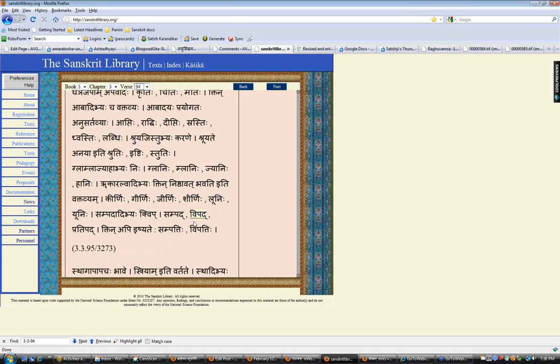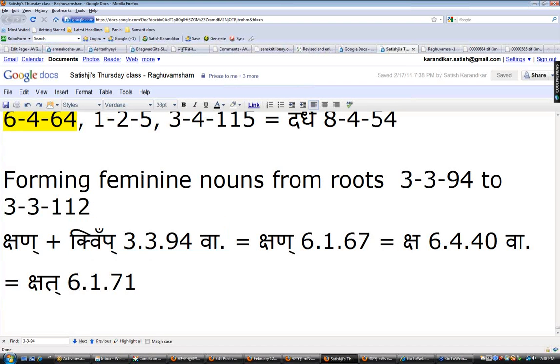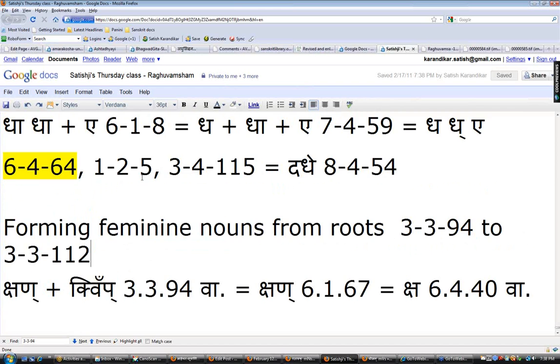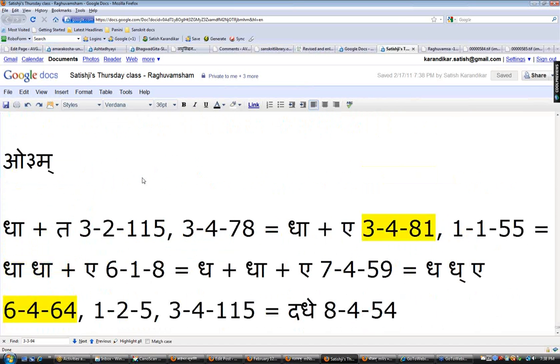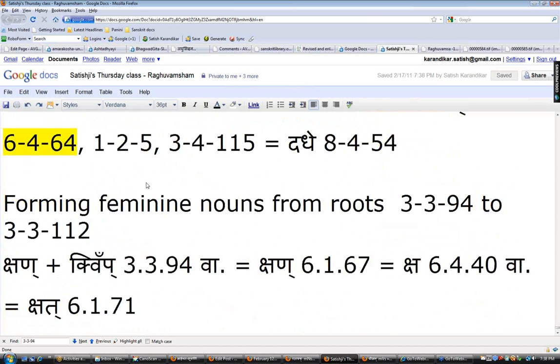So Sampad, Vipad, etc. There are certain dhatus which can take the Quip pratyaya to form a feminine noun. That's what we first did. Again, this derivation is done by Malinatha himself. I mean, not the derivation, but this commentary comes in Raghuvamsha Kavyam, in the second adhyaya. So Quip was added here.